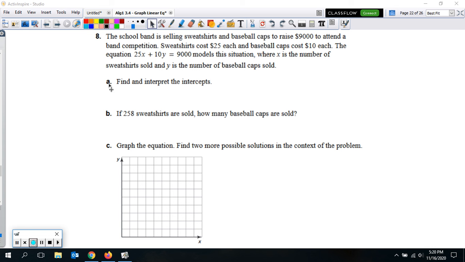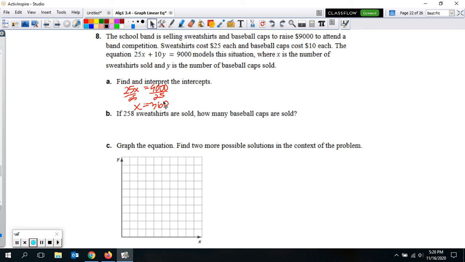So letter A: find and interpret the intercepts. Let's find those intercepts first. Plug in 0 for x, plug in 0 for y, just like we've done before. So I plug in 0 for y, it's going to take out this term. 25x is just going to equal 9,000. Divide by 25. Here's where we'll find the x-intercept. x is equal to 360.